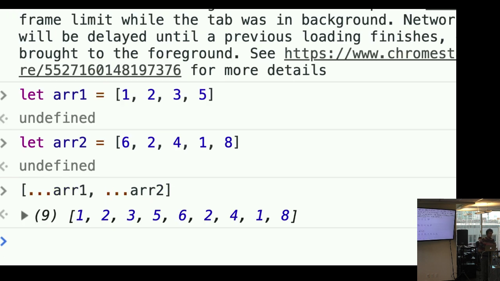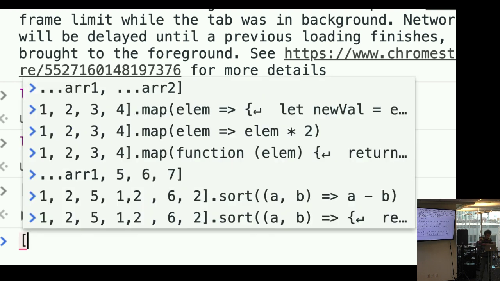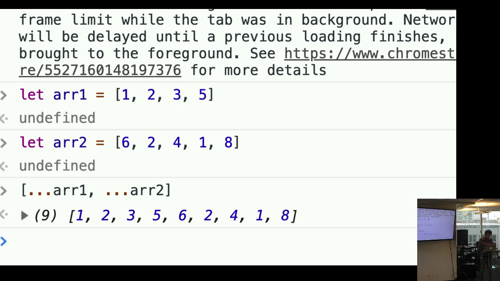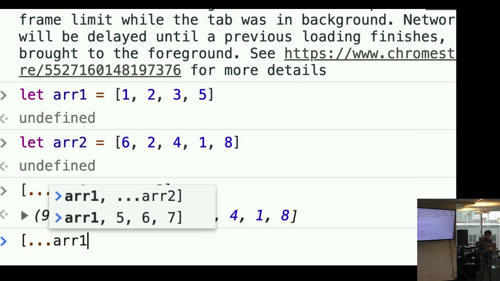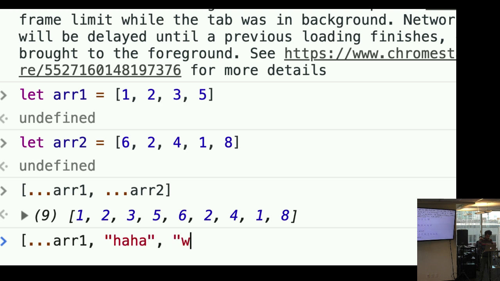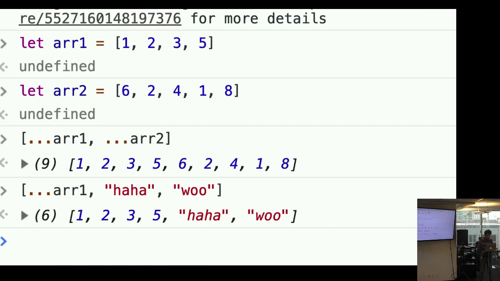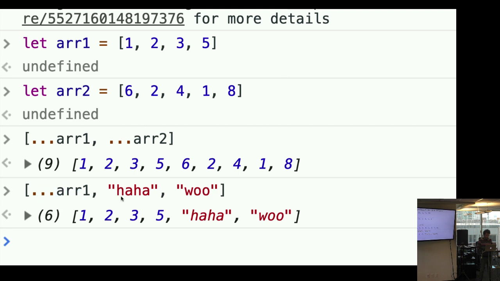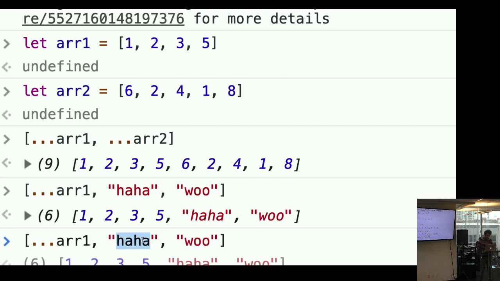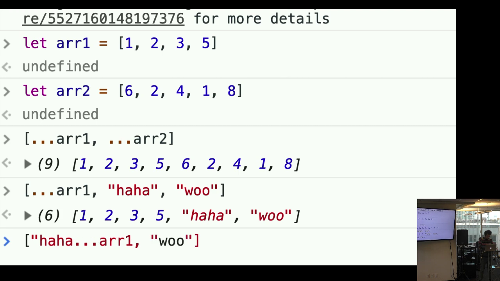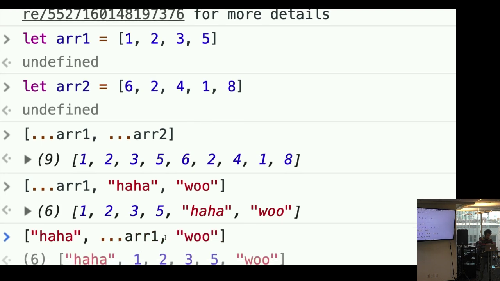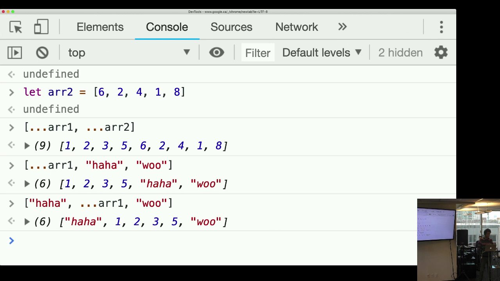Anytime I want to add things to an array, like maybe I want array 1 to also have some strings in it, I've got everything from R1 and then haha and woo. I don't need to do this in any particular order, by the way. I could do haha, then everything from R1 and then woo. And I've got that. Same idea works with objects.